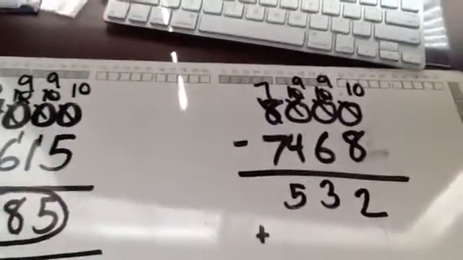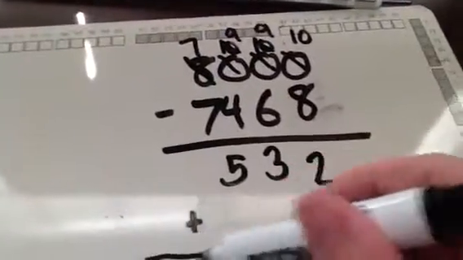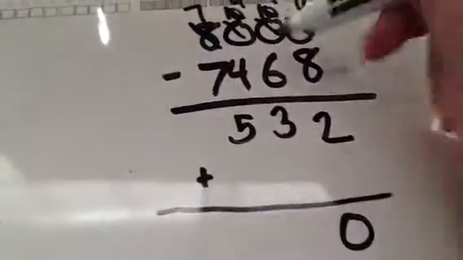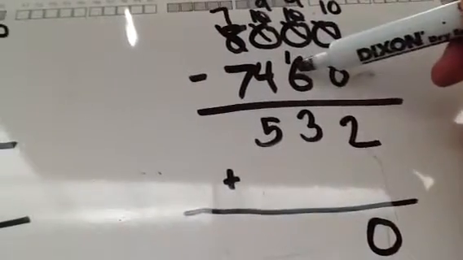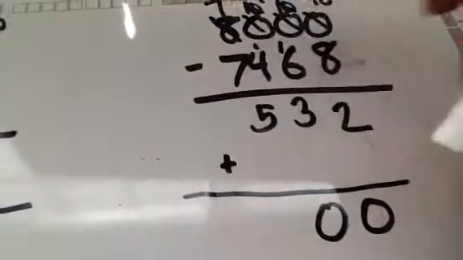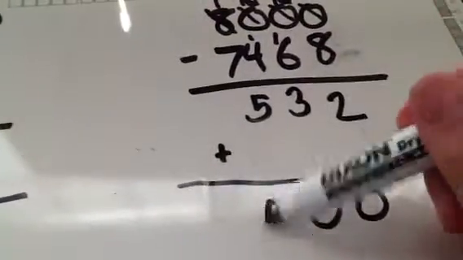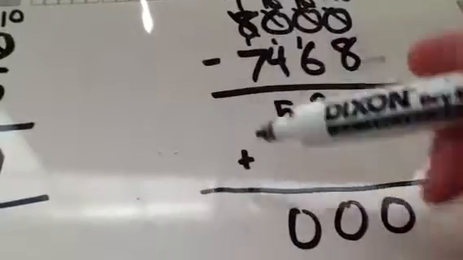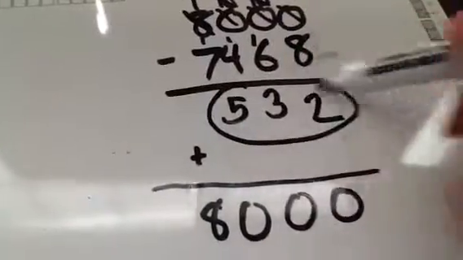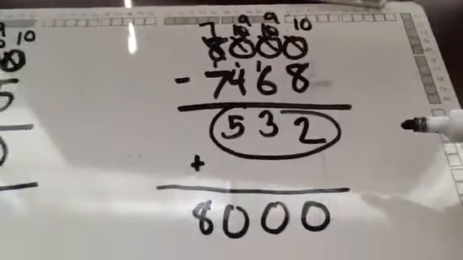Remember that, again, because it's an inverse operation, I should be able to add them back together. This time I should get 8,000. So 8 plus 2 is 10. 1 plus 6 is 7. Plus 3 is 10. Carry the 1. 1 plus 4 is 5. 5 plus 5 is 10. And then carry my 1. 7 plus 1 is 8. So again, I checked it. I got 8,000 back. So my final answer for this one, my difference, is 532.